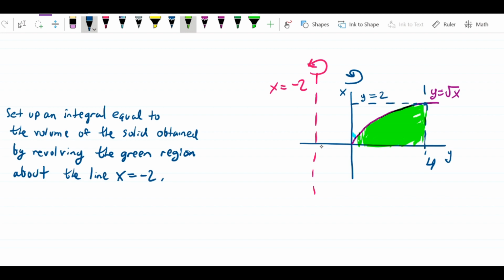So once again, let's draw what the circle looks like. We can see that the close part to the line x equals -2 is this, and the far part is given by this vertical line x equals 4.